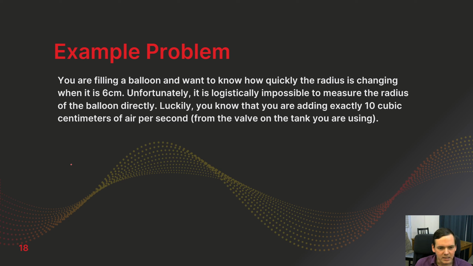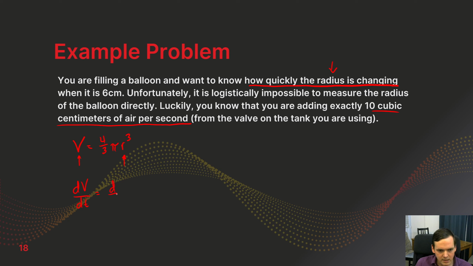Well, let's start by writing an equation that relates the radius to the volume, because we're adding 10 cubic centimeters of air per second. So that's a volume. The volume of a sphere is 4/3 pi r cubed. Now we can see that we're relating the volume and the radius. Now we're going to take the derivative with respect to time because we want to find how quickly this radius is changing. So dV by dt will be on the left side.